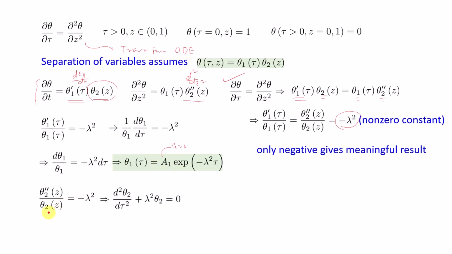Similarly, for theta 2, it will give us plus lambda square theta 2 here, and this is not tau, this would be z. And this lambda square theta 2 will give us theta 2 of z equals a2 sine lambda z plus a3 cos lambda z. These a2 and a3 are actually constants. This is coming as sine and cos because lambda is positive.